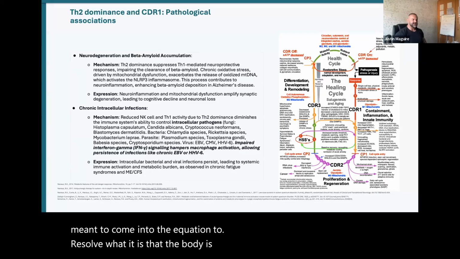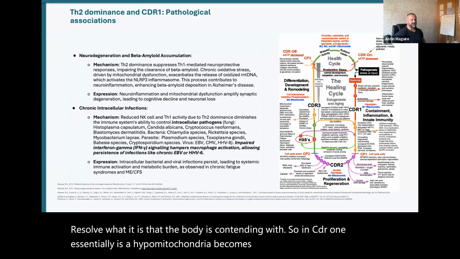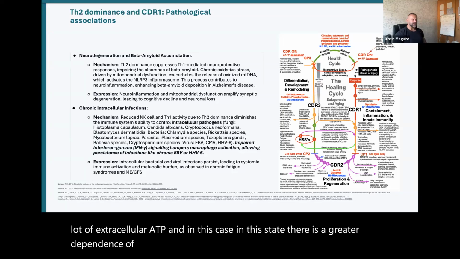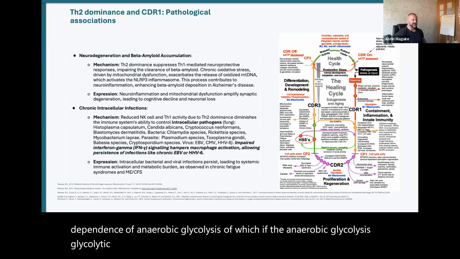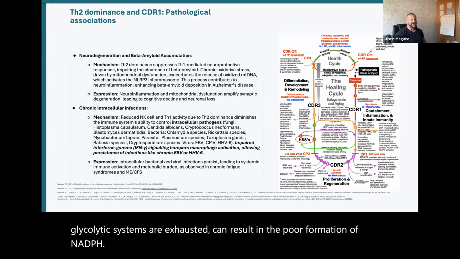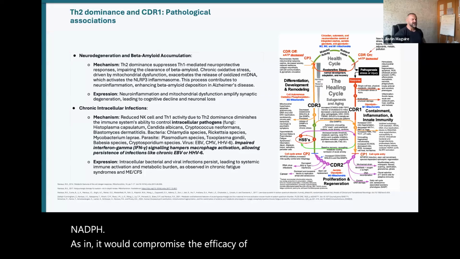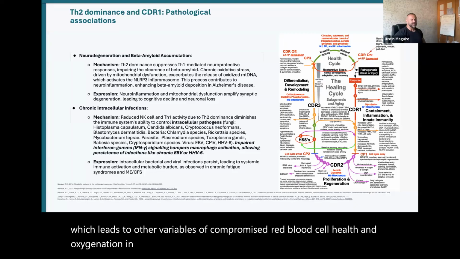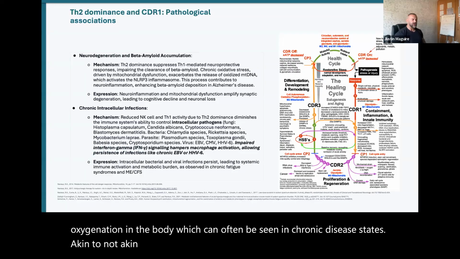So in CDR1, essentially, mitochondria become somewhat hypoxic, releasing a lot of extracellular ATP. In this state, there is a greater dependence on anaerobic glycolysis, of which, if the anaerobic glycolytic systems are exhausted, can result in poor formation of NADPH, as in it would compromise the efficacy of the pentose phosphate pathway, which leads to other variables of compromised red blood cell health and oxygenation in the body, which can often be seen in chronic disease states associated with pseudo hypoxia.